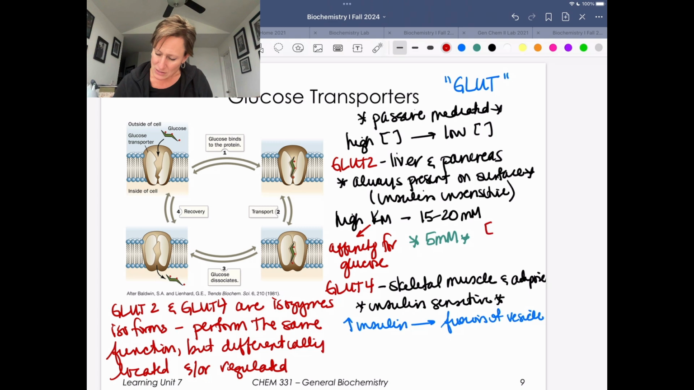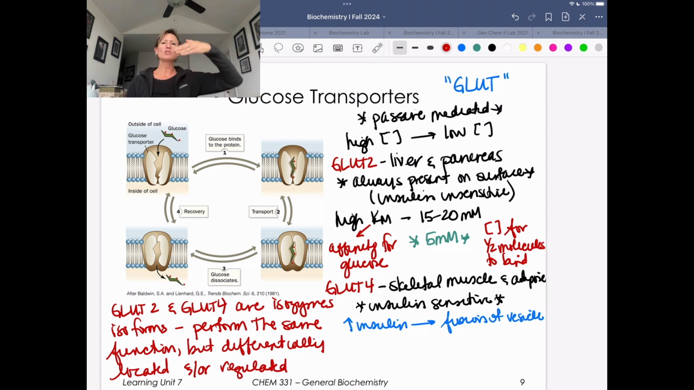This is going to be the concentration that you need to have for half of your molecules to bind. Okay? And this is really an important piece here, because remember, these glucose transporters are constantly going to be moving glucose from high concentration to low. So they're essentially always an open channel, and if glucose concentration in the bloodstream is high, it's going to be pulling it into the liver, pulling it into the pancreas, right?